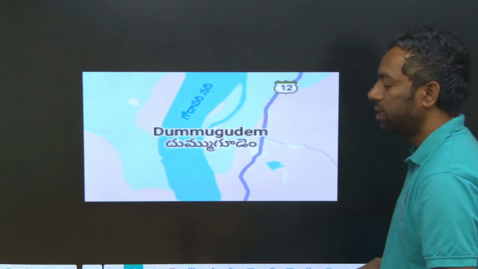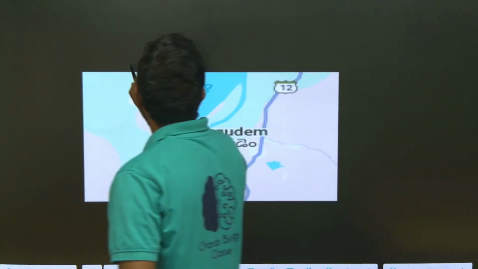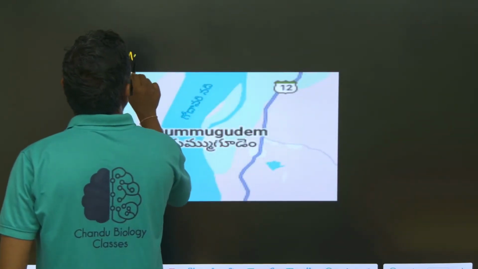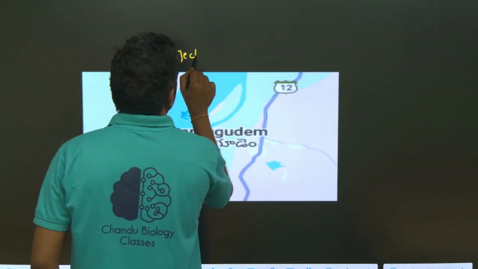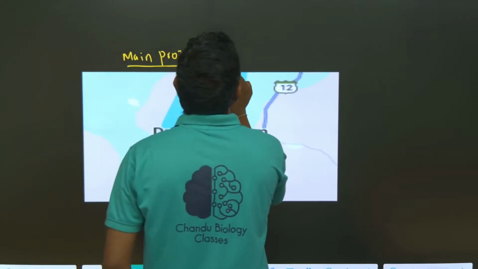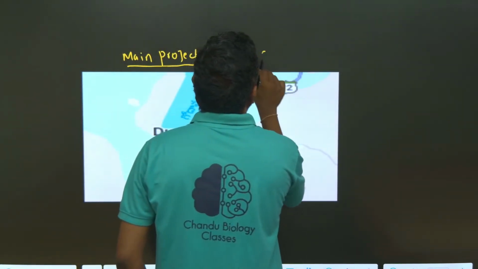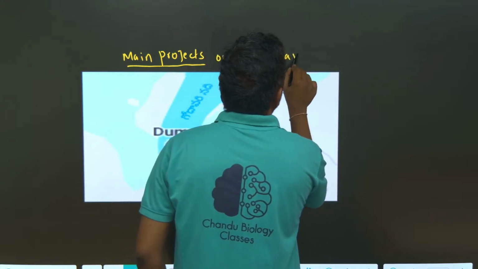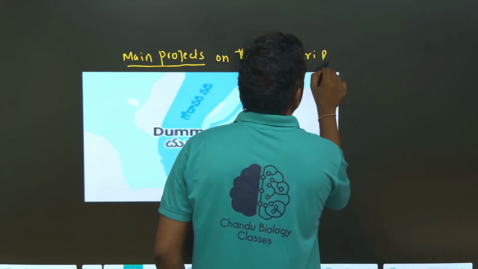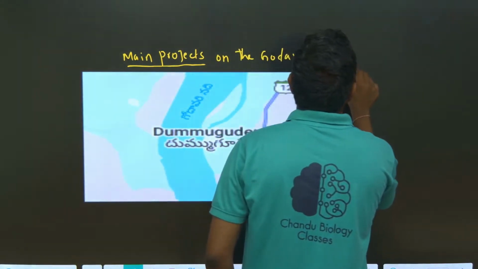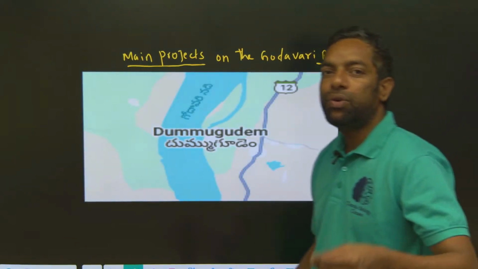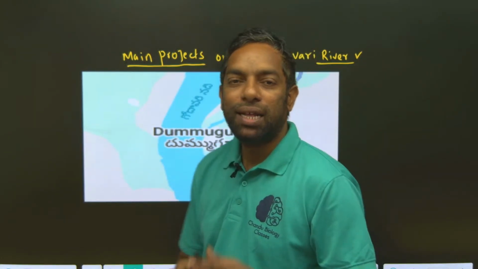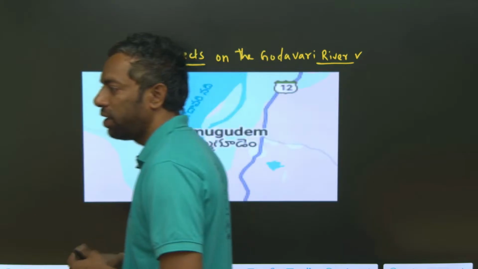Next, the main projects on the Godavari. We are going to have a detailed discussion about the main projects and their details on the Godavari river.